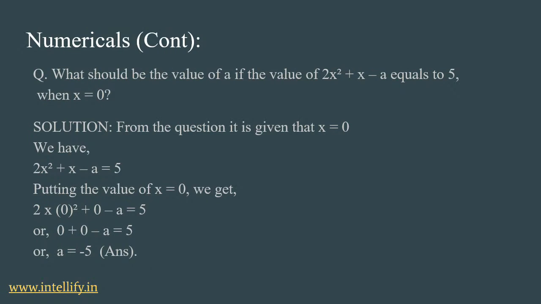So putting the value of x equals 0 we get 2 into 0 square plus 0 minus a, which is equal to 5. So 0 square is 0 and 2 into 0 is 0, plus 0 minus a is equal to 5. Then we get a is equal to minus 5.